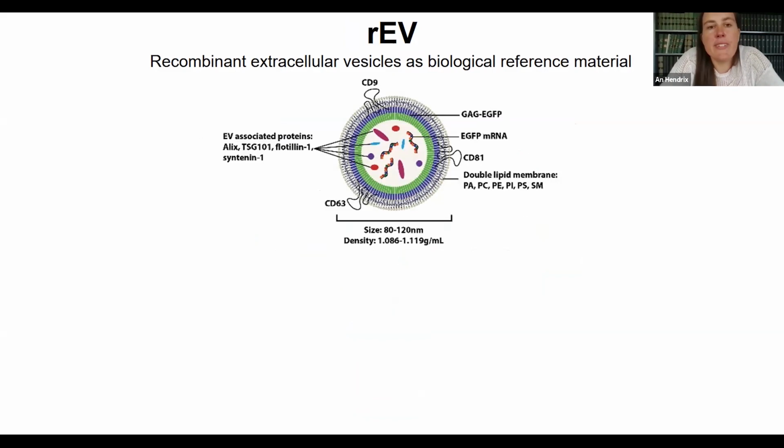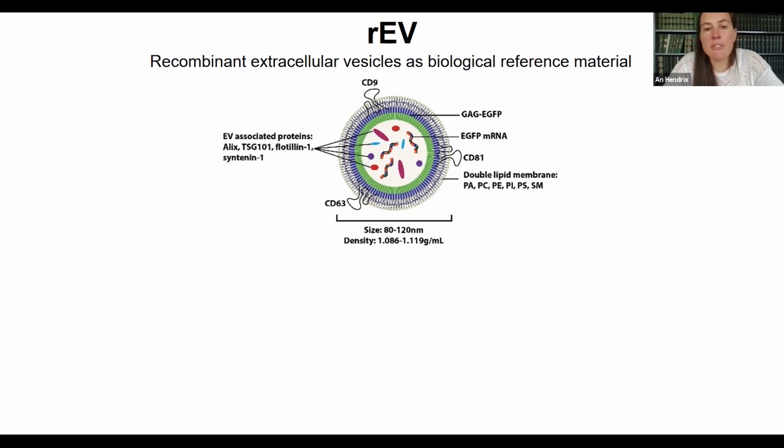So to address this need, we decided to develop recombinant extracellular vesicles as a biological reference material. How did we develop those recombinant extracellular vesicles? So we basically overexpress the HIV-1 GAG polyprotein in HEK293T cells. This results in the production of extracellular vesicles that really resemble endogenous extracellular vesicles that we encounter in different biofluids.